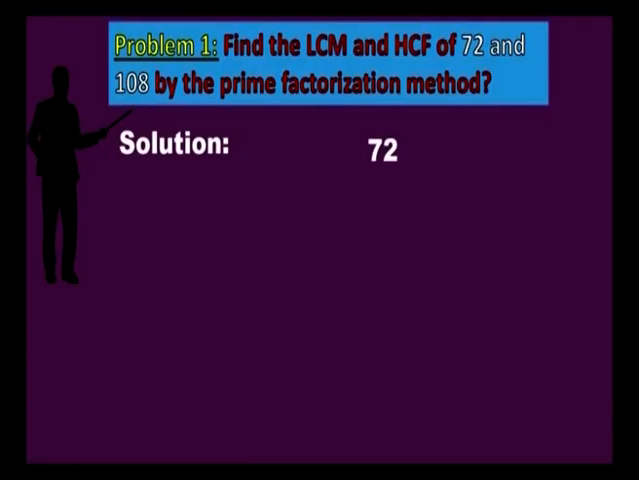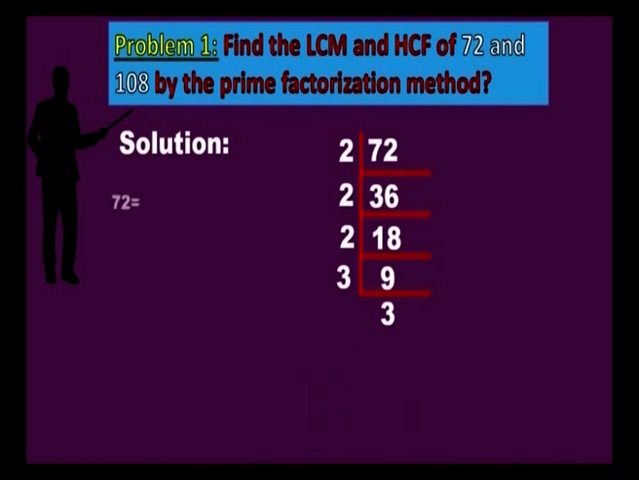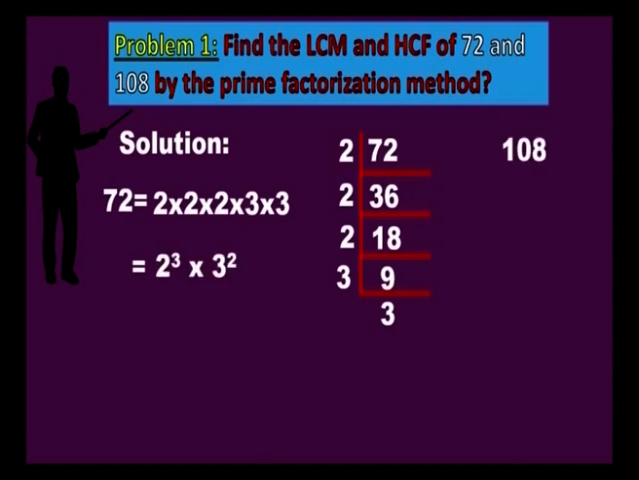Solution: 72 factorized. 2 36s are 72, 2 18s are 36, 2 9s are 18, 3 3s are 9. Here 3 is a prime number, so we stop this process here, which we can write as 72 is equal to 2 into 2 into 2 into 3 into 3, which can be written in the power form as 2 power 3 into 3 power 2. Now let us do the second one.